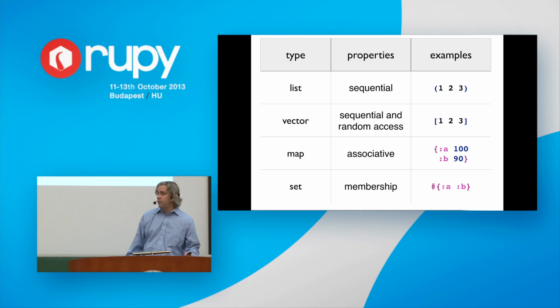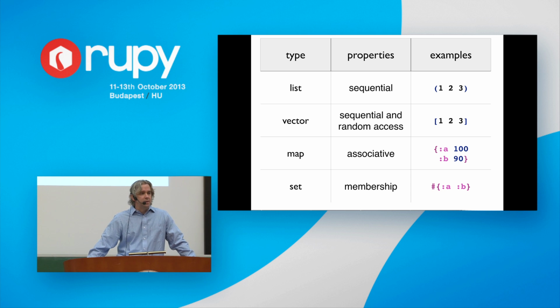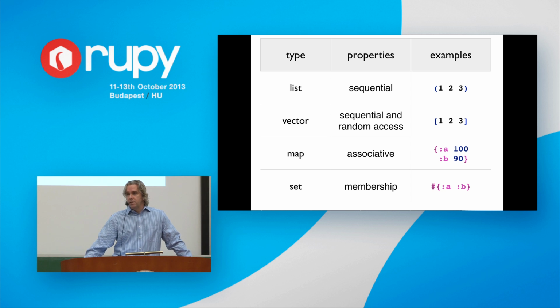It also defines 4 kinds of collections. And I want you to learn these because you'll need to be able to read these later. So things in rounded parens are lists. Things in square brackets are vectors, which means that they have random access. Things that are in curly braces are maps. And things that are in curly braces preceded by a pound sign are sets.